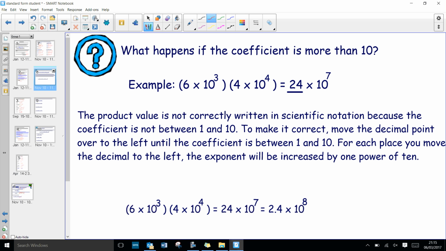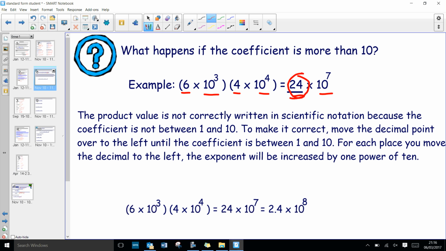So here's an issue, this is what to do if the coefficient, the number in front, is more than 10. Now we remember that to be in standard form, this number has to be between 1 and 10. So the rules still apply. We multiply the 6 times 4 to give us the 24. We then add our powers of 10 to give us 10 to the 7.